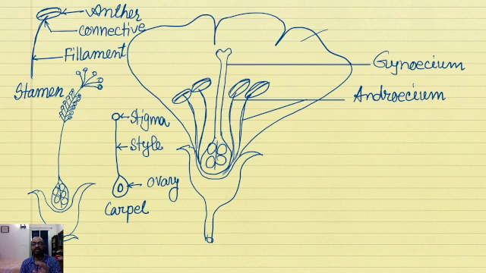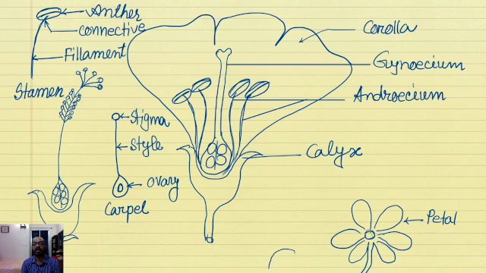United stamen is known as androecium. So the unit of androecium is known as stamen, and the group of stamens, or all the stamens combinedly, form androecium. So androecium is the combined part, stamen is the unit part. Now corolla. Corolla is the united part of a complete flower.